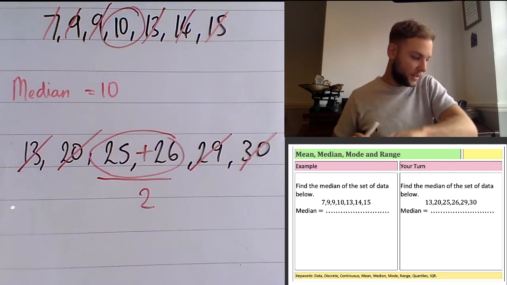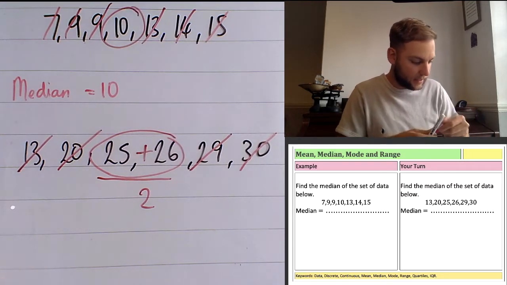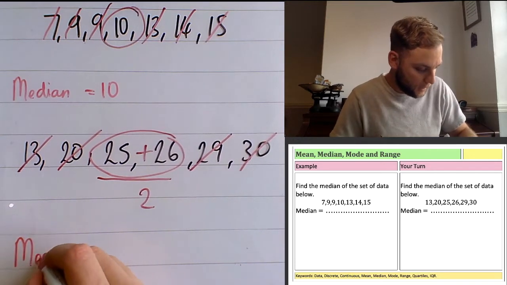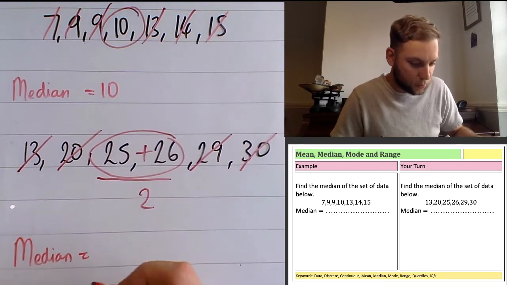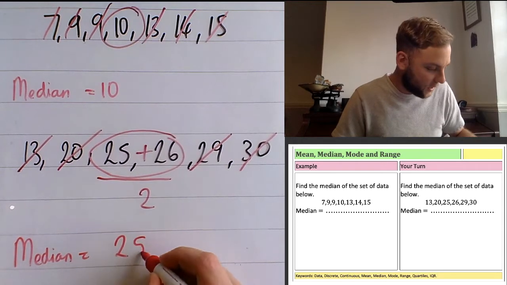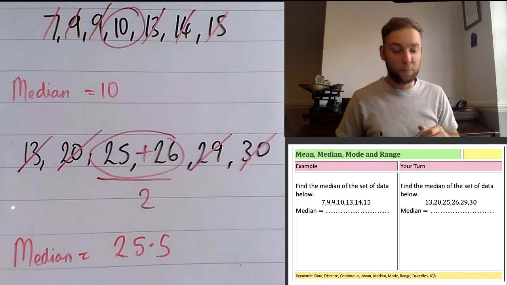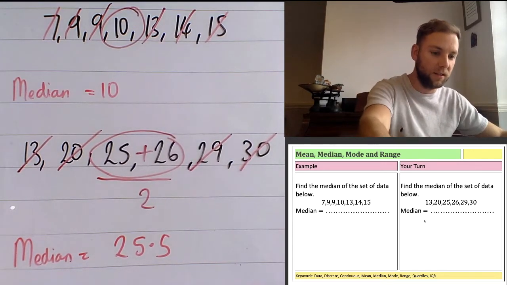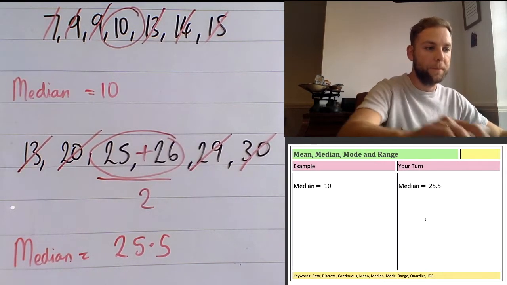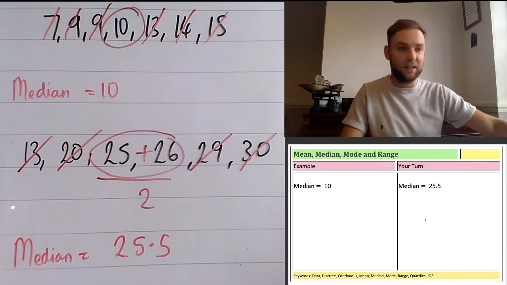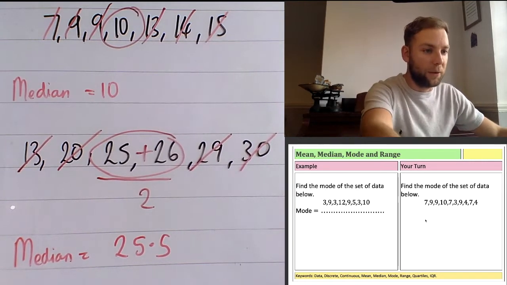I mean, you probably could have seen that anyway. So the median in this case is equal to 25.5, which is halfway between 25 and 26. Super. So let's just check those answers. We had a look at 10 and 25.5. Brilliant. So let's have a look now at this one.